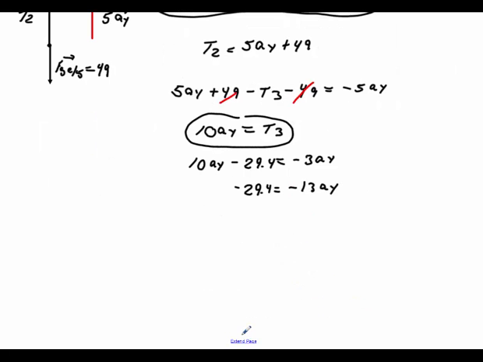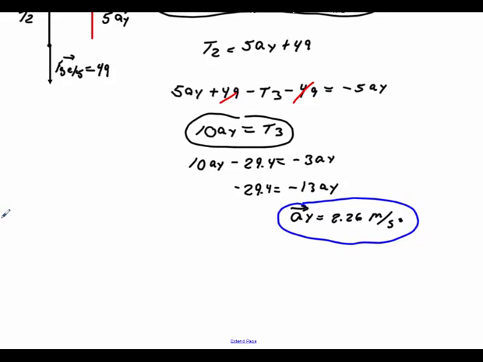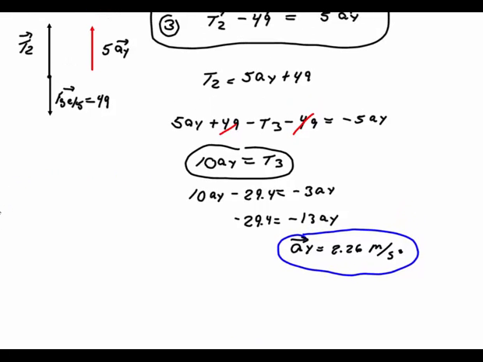Solve for AY. We take 29.4, we divide it by 13. It gives me acceleration equal to 2.26 meters per second squared. Alright, now we have the acceleration of AY. Again, we'll go ahead and just show that as a vector. Now we can substitute back in and find our other unknowns.